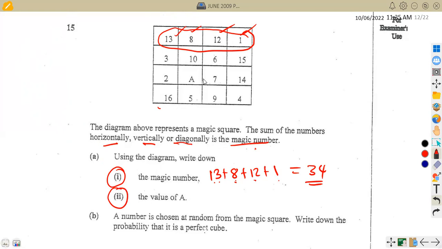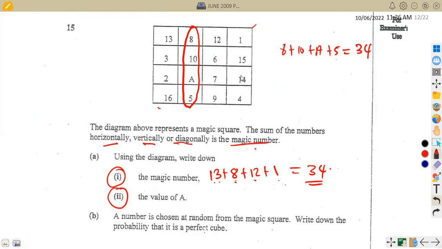So how can we find the value of A? There are so many ways, because remember we are told that to find this same number, you can take it like so. We now have our magic number. So it means we can take either this column in a vertical manner. That is, if we add 8 plus 10 plus A plus 5, we must get the same magic number, which is 34. Or you can take it in a horizontal manner, you must still obtain the same answer.